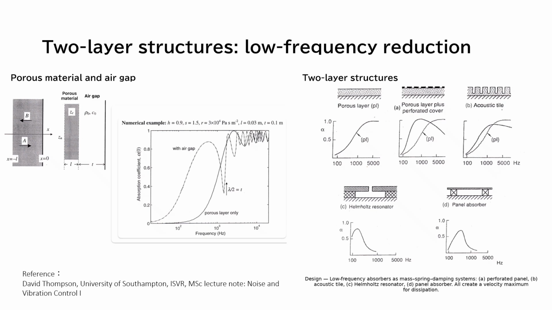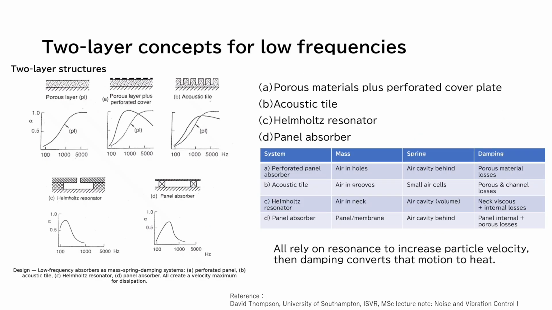A. Porous materials plus perforated coverplate. B. Acoustic tile. C. Helmholtz resonator. D. Panel absorber. All of these rely on resonance to increase particle velocity, then damping converts that motion to heat. Now, let's explain an example material.